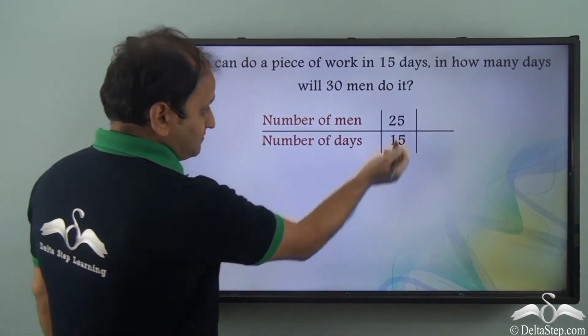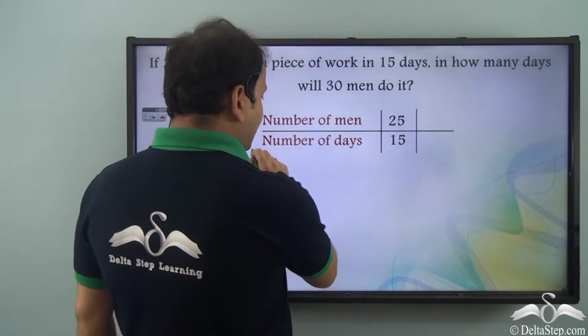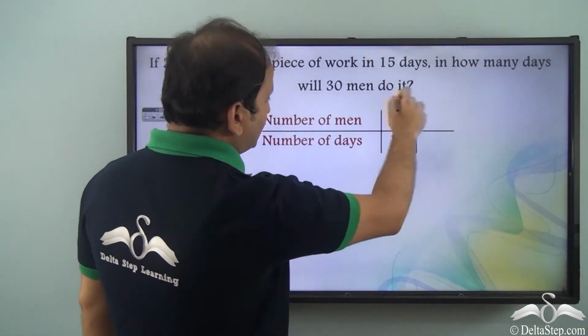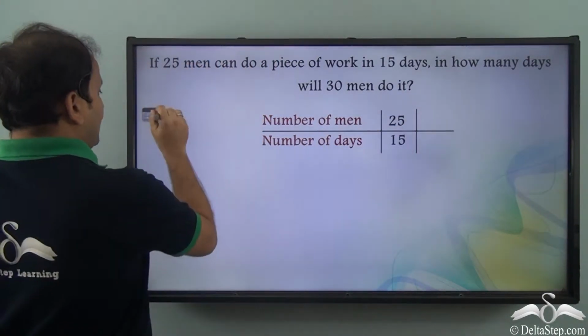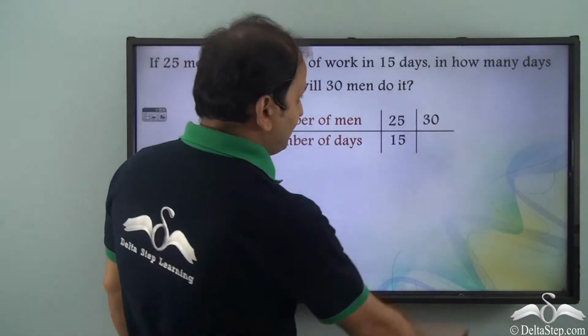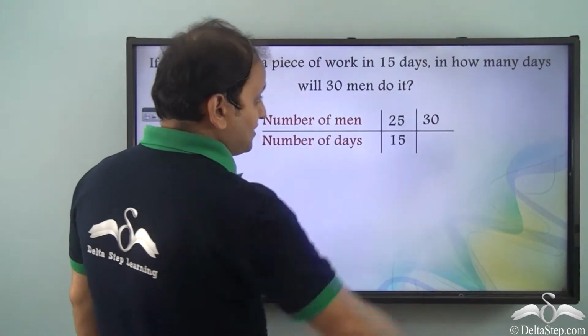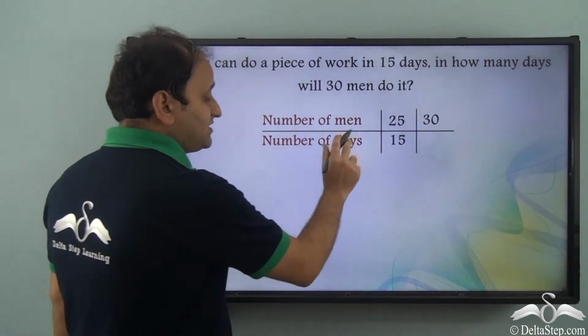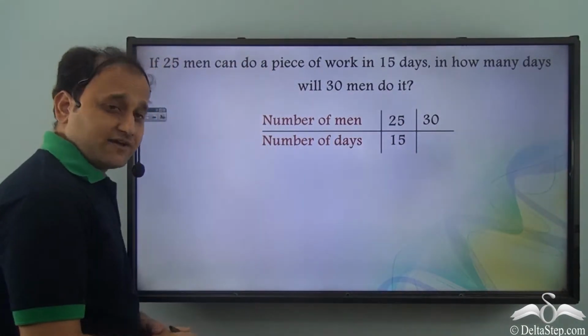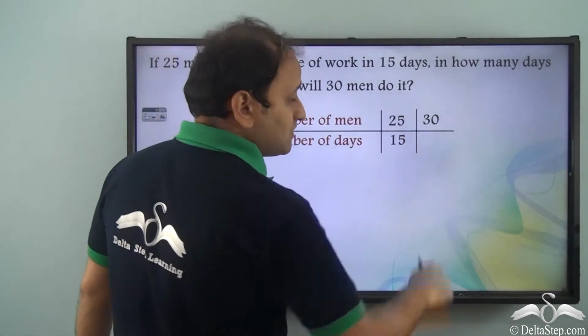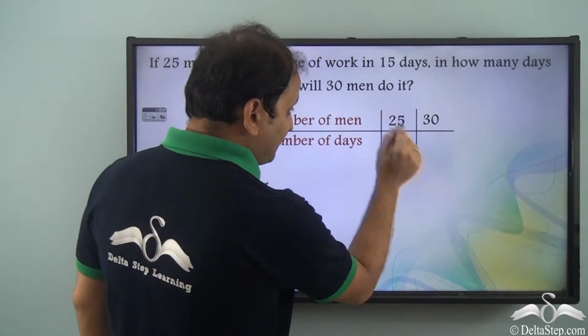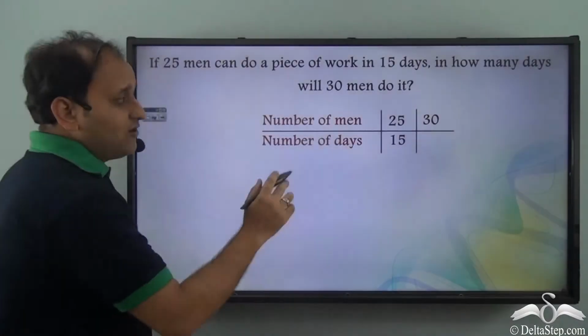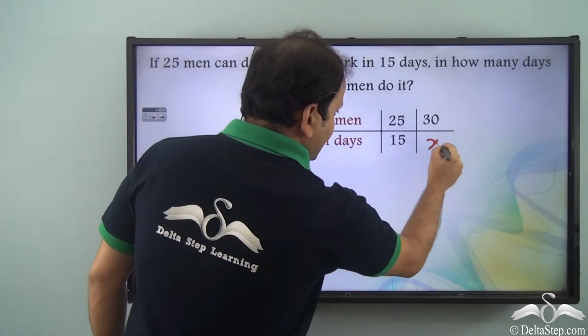So now let's write down what we have. Number of men 25, then the number of days taken to complete the work is 15. Now what we have done is we have increased the number of men and we need to calculate the number of days that they will take. They will definitely take a lesser number of days because we see an inverse variation here. So we take this value as x.